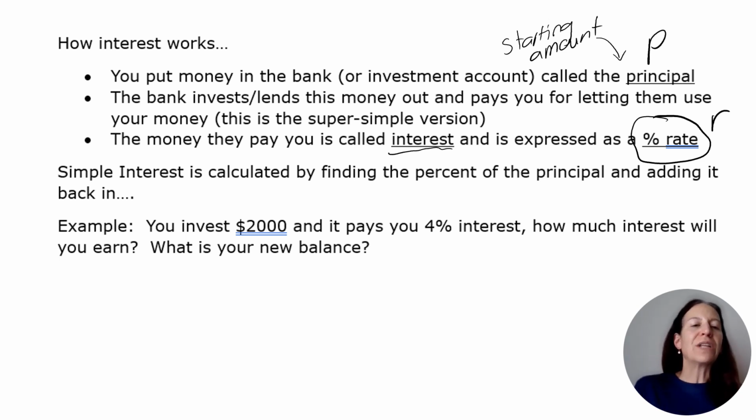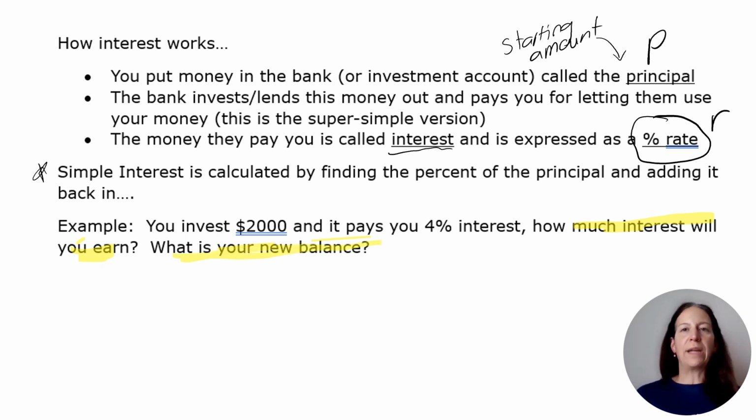Something called simple interest is calculated by finding the percent of the principal and then adding it back in. So this is a simple example. You invest $2,000 and it pays you 4% interest. How much interest will you earn, and what is your new balance? Now, I want you to notice that there are actually two questions there. How much interest will you earn? That's the first question. And then we also have, what is your new balance?